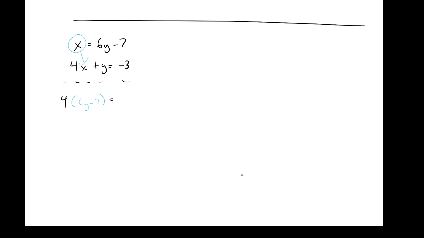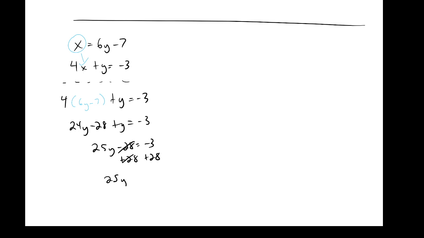and that's going to be equal to, I'm sorry, not equal to, I have to add y, right? 4 times x plus y equals negative 3. Distribute my 4: 24y minus 28 plus y equals negative 3. Combine my terms, I'm going to have 25y minus 28 equals negative 3. Add 28 to both sides, which gives me 25y is equal to negative 3 plus 28, which is 25. My y is going to be equal to 1.